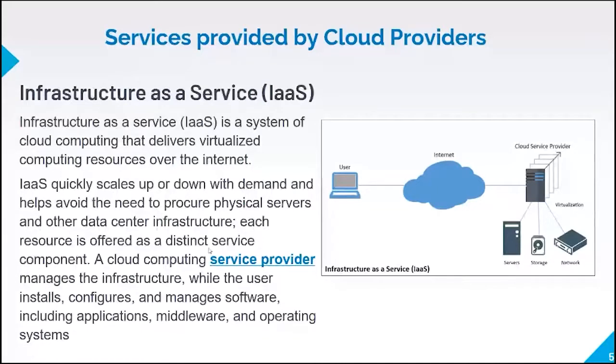Suppose your application is running fine. Suddenly your application gets hit by a huge number of requests, and the number of requests rises from 1,000 to 10,000. So instead of procuring or buying a physical server, you can scale up your application with a snap of your fingers using infrastructure as a service. A cloud computing service provider manages the infrastructure, while the user installs, configures, and manages software including applications, middleware, and operating system.